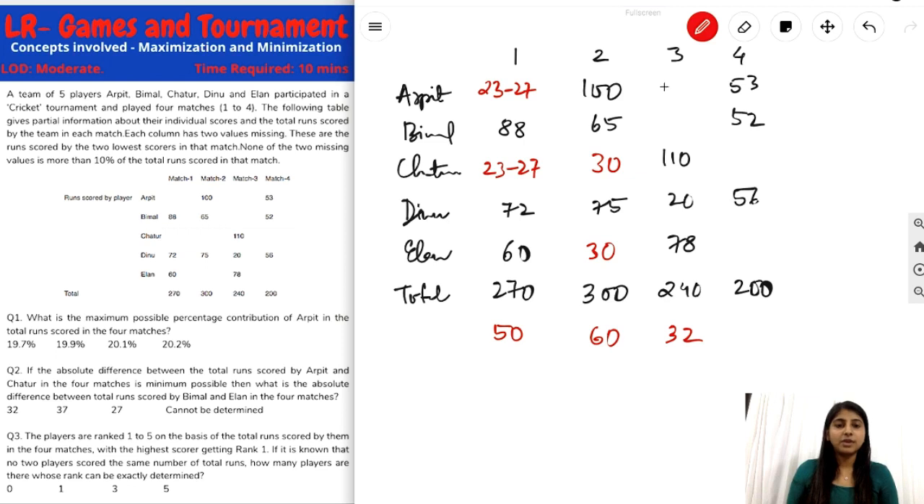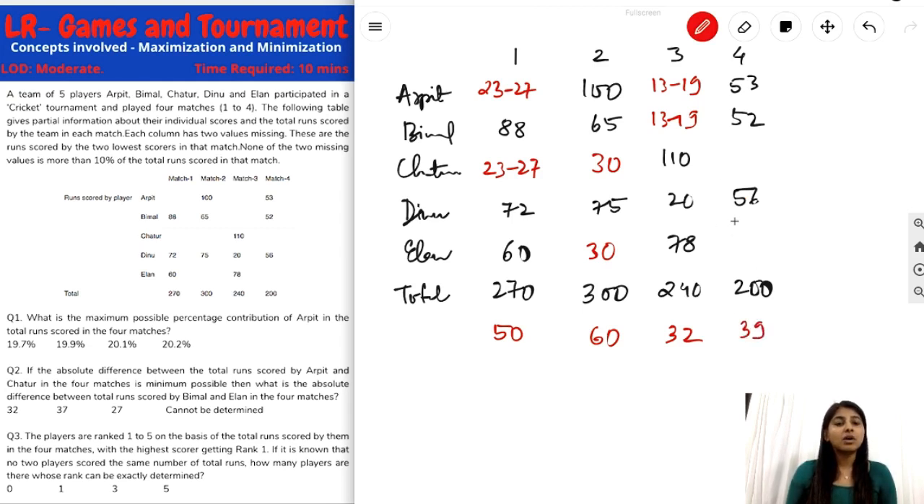So if one of them has 19, the other will have 13 to fulfill the 32, which means the range of values that Arpit and Bimal can have is 13 to 19. Similarly, for the last case, 50, 50, 50, that is 150 plus 11, 161, which means 39 is the difference.